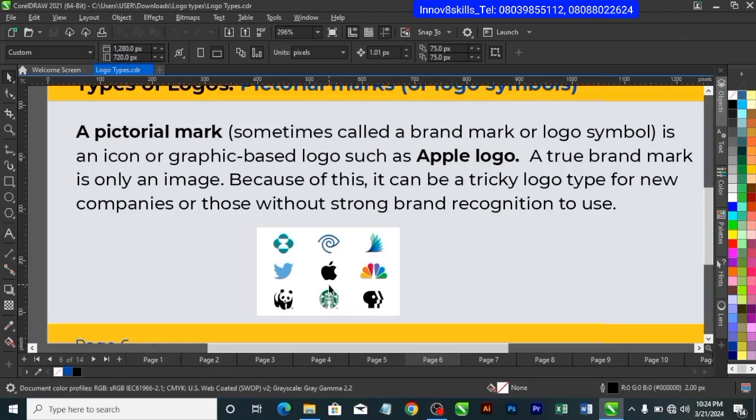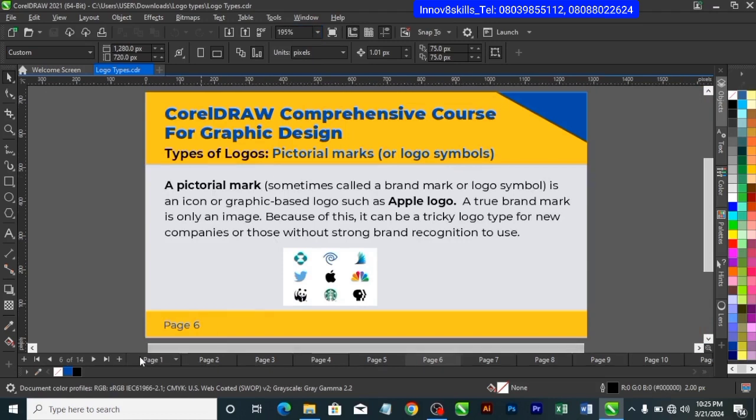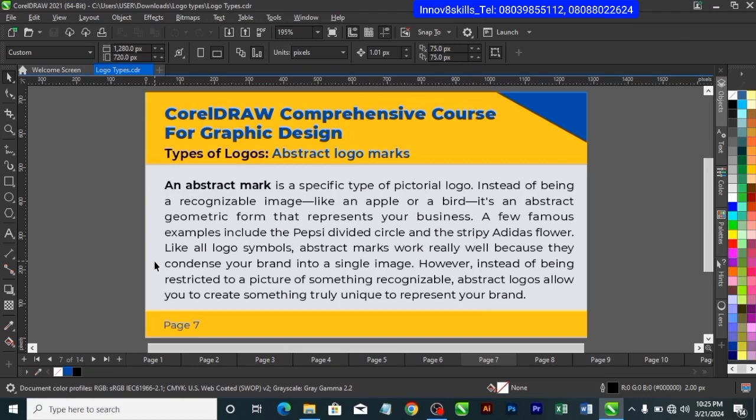What if you now decide to start selling bags? You know that the logo will not actually work again. So you have to look at your long term distance. Now the next one we'll be looking at is the abstract mark.